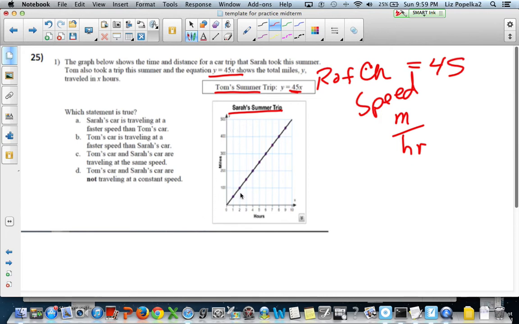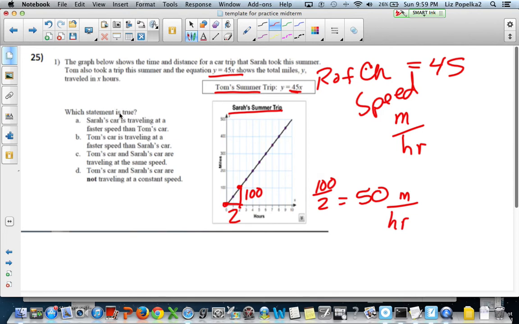Now I could estimate using this one right here that falls in the middle, but I'm going to actually pick these 2 points right here that hit in the corner, because I know for sure that this is at the 100 mark and this is at the 0. So if I go over and then I go up, it went up 100 and over 2, so her rate of change is 100 over 2, which means her speed was 50 miles per hour. So Sarah's car is traveling at a faster speed than Tom's.